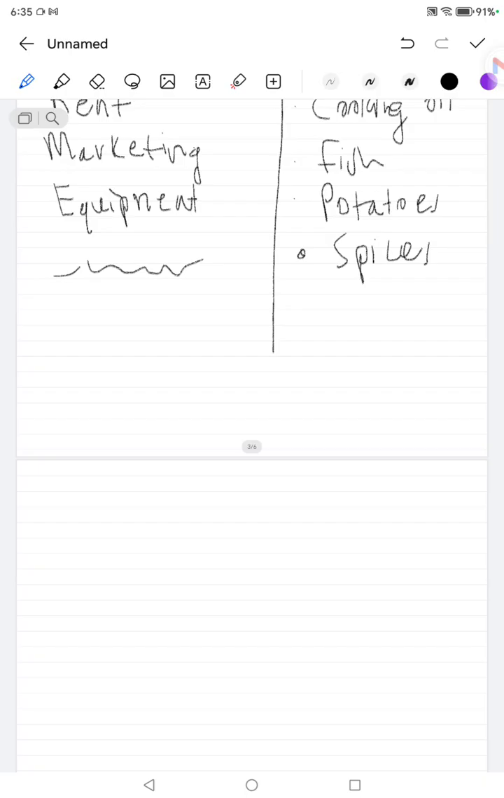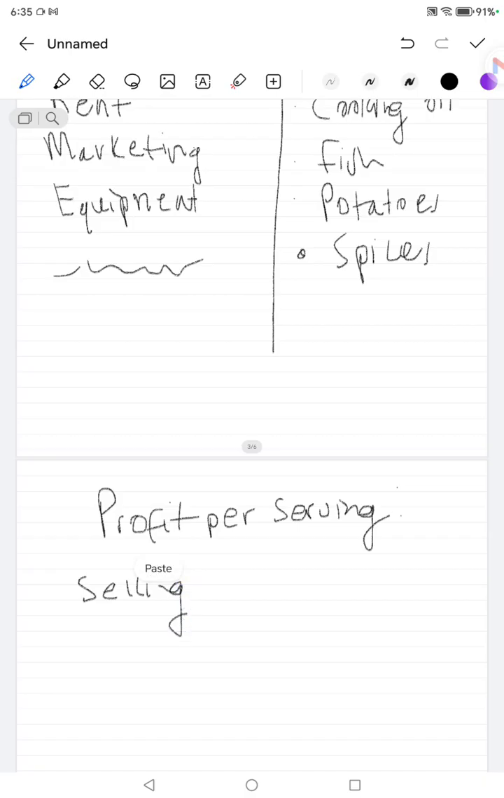Now you need to consider your profit per serving. Okay, you have your profit per serving. This is when you go and sit down and say, okay, I want my business to be like this, that okay, you have your selling price minus your cost per serving. This would mainly give you your profit.